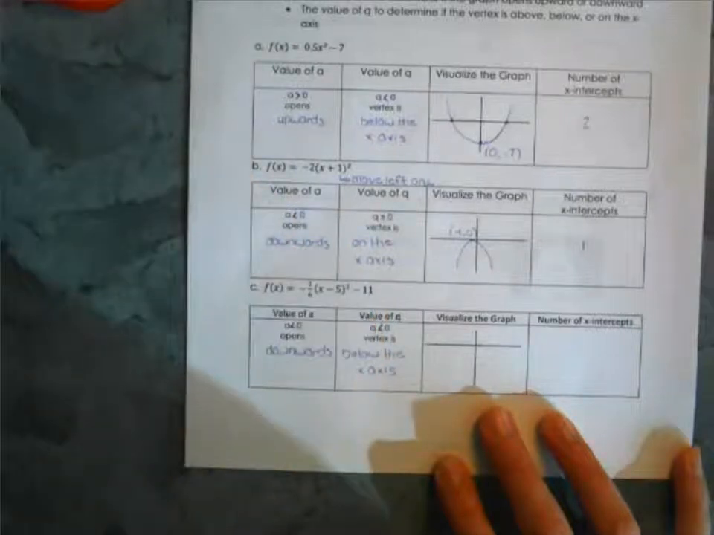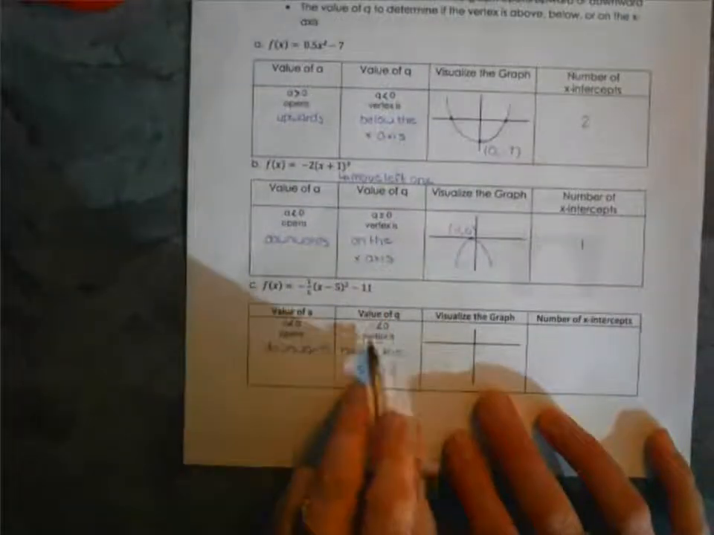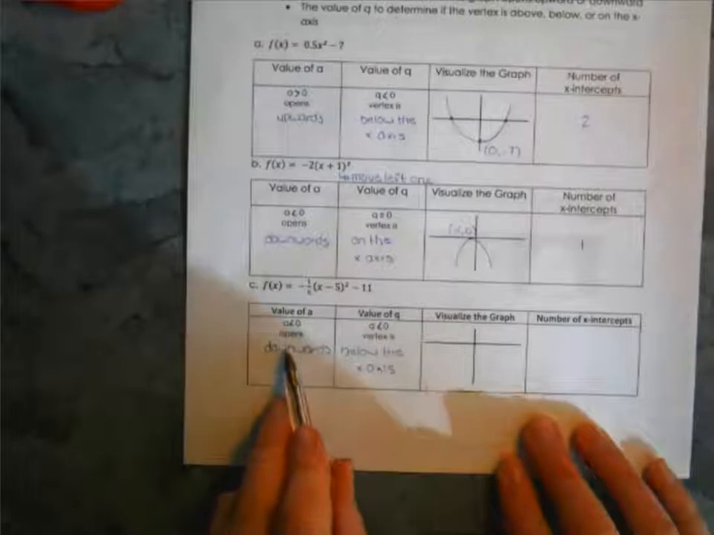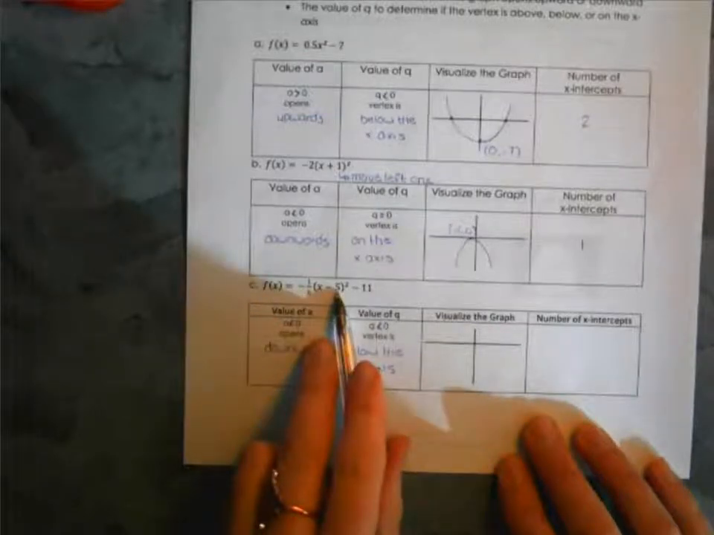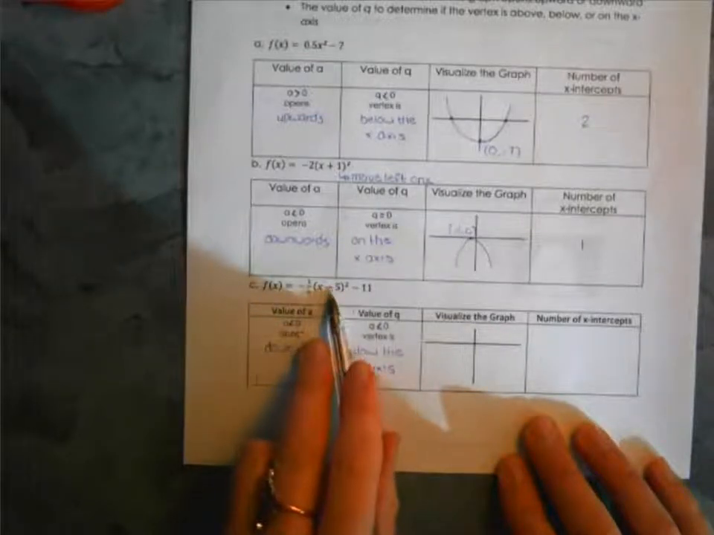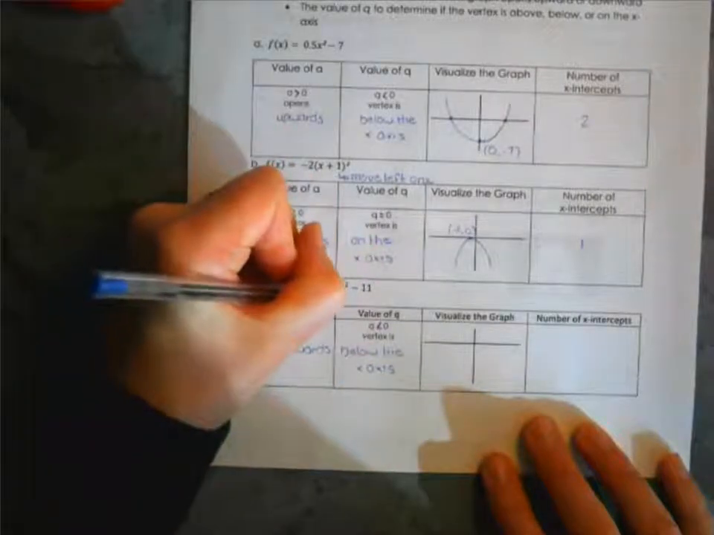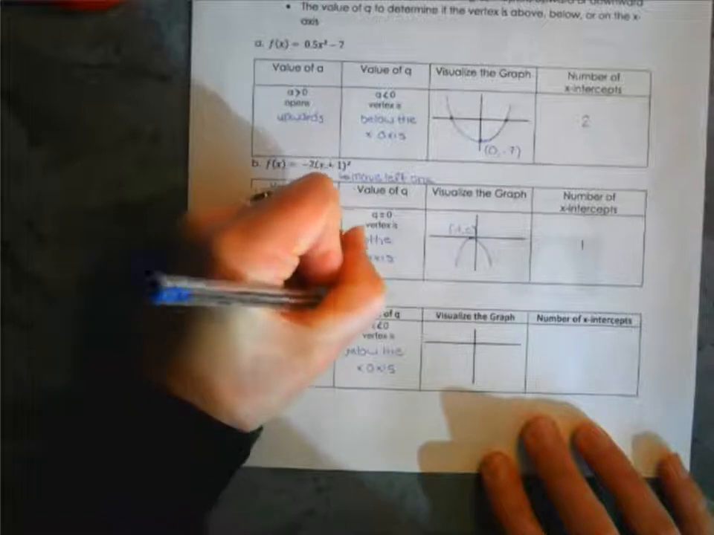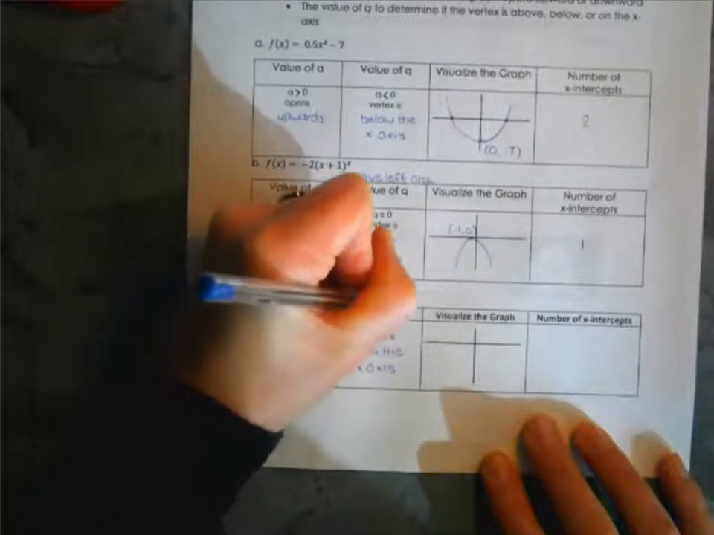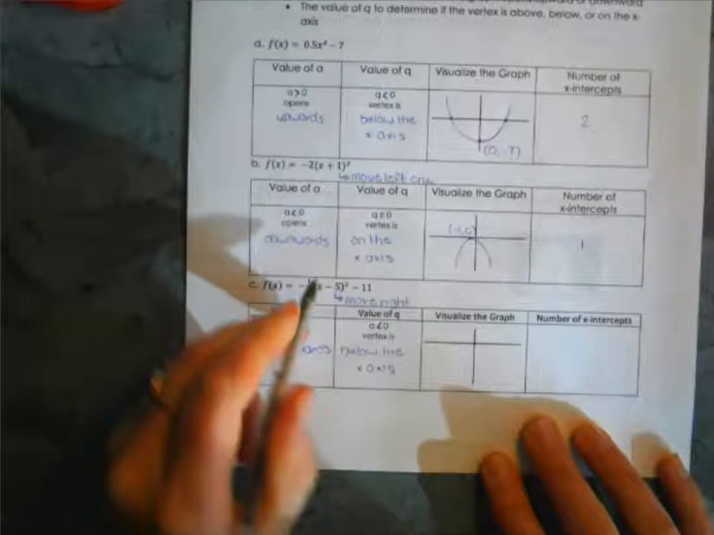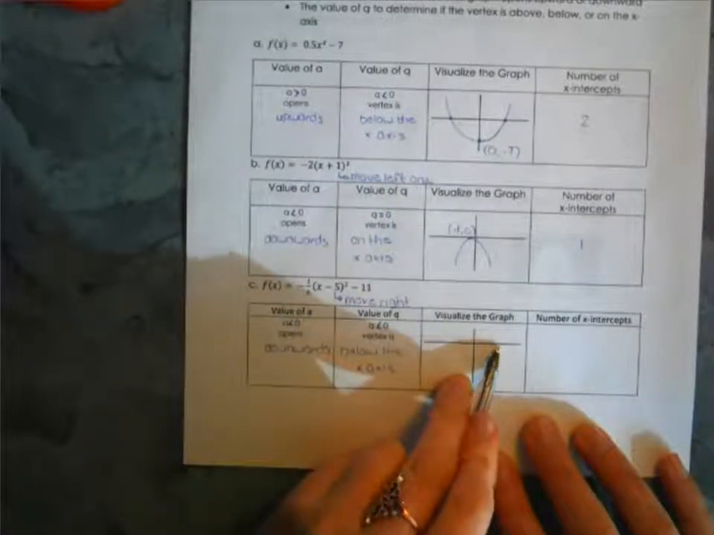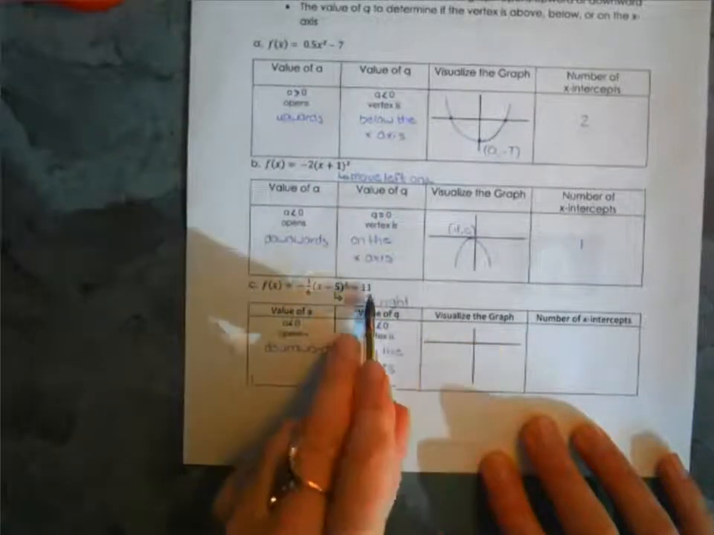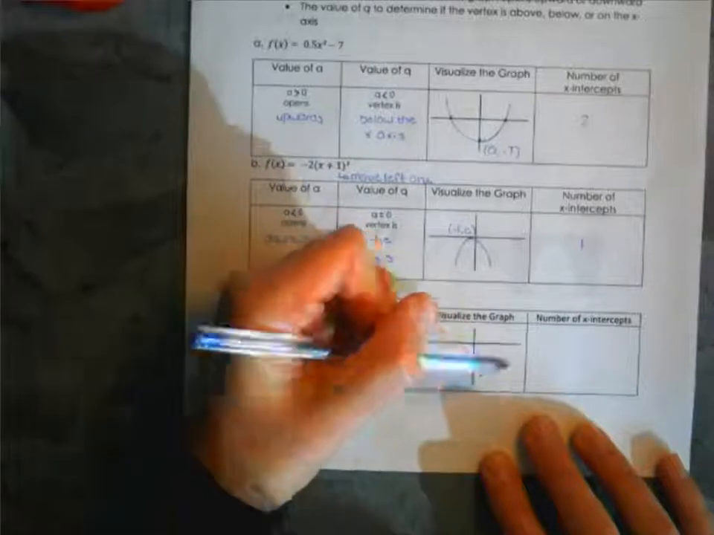Okay, and so if we want to visualize the graph, we know that our vertex is going to be at, again, we have a negative here, so that tells us that we're going to move not to the left, but to the right. So our x-coordinate is +5, so let's say maybe right about there, and our y-coordinate is -11, so it's going to be way down.